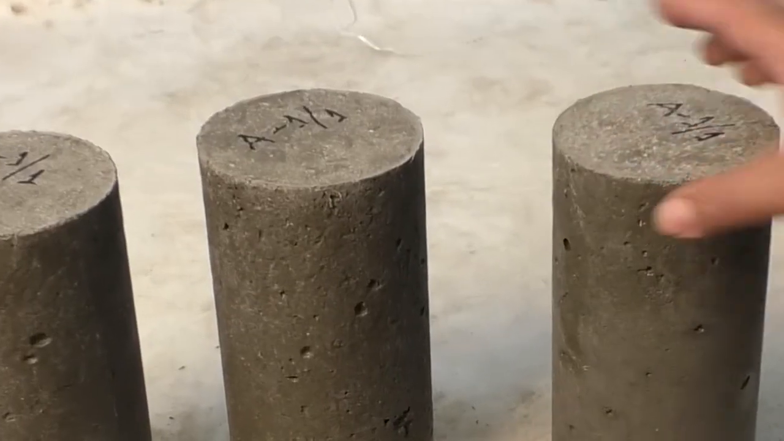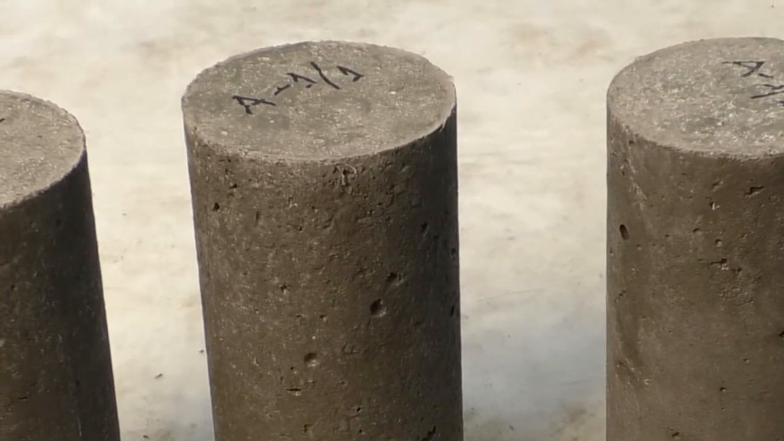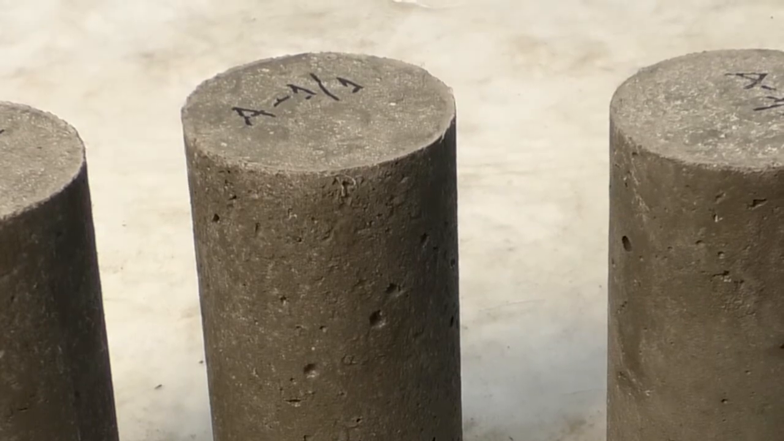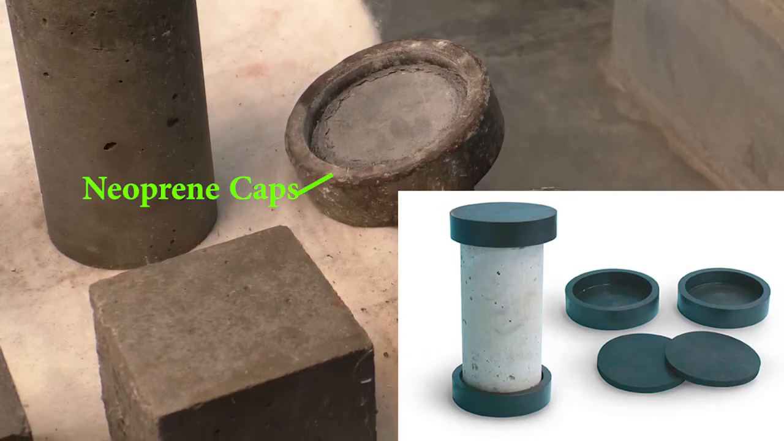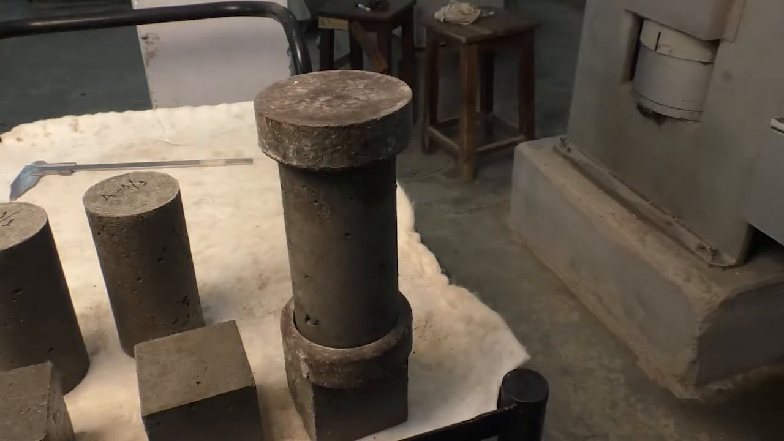After hardening, top surfaces of the cylindrical specimens become uneven. In order to provide uniform load distribution over the surface, the cylinders are capped at both ends here using neoprene caps. Sulfur mortar can also be used.